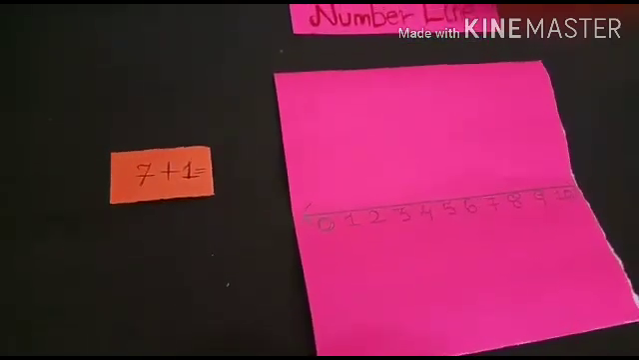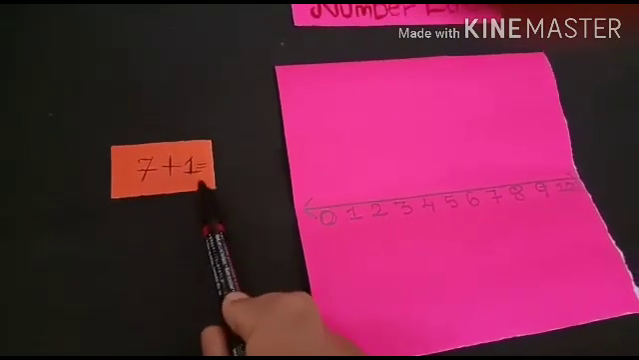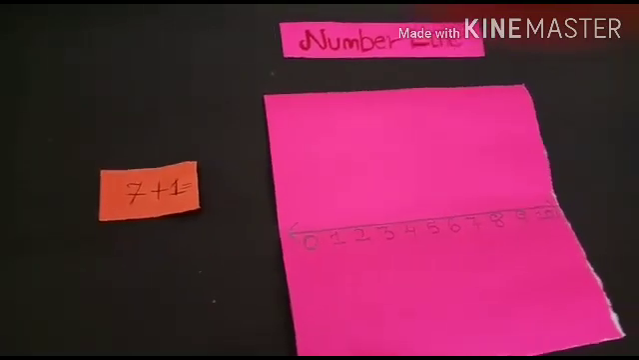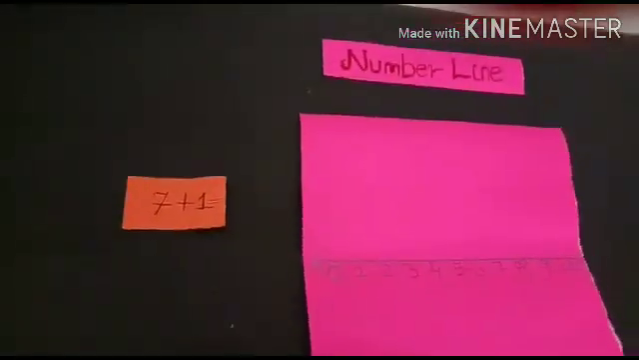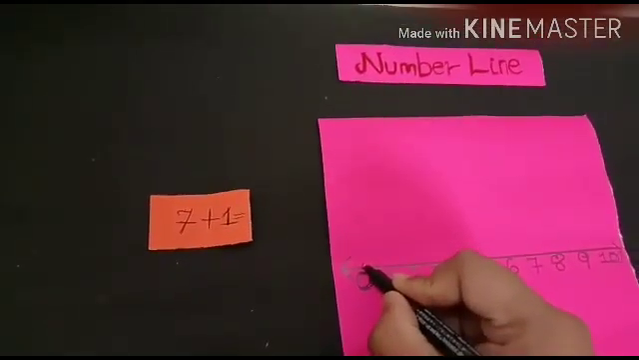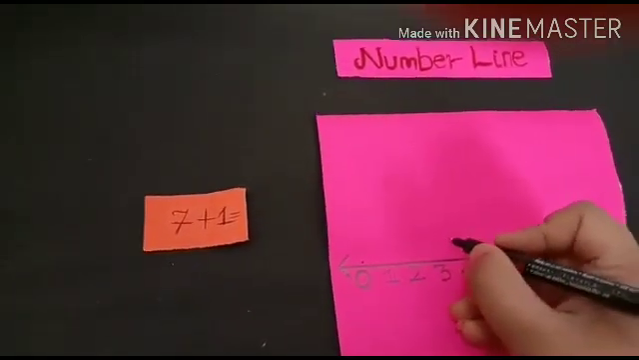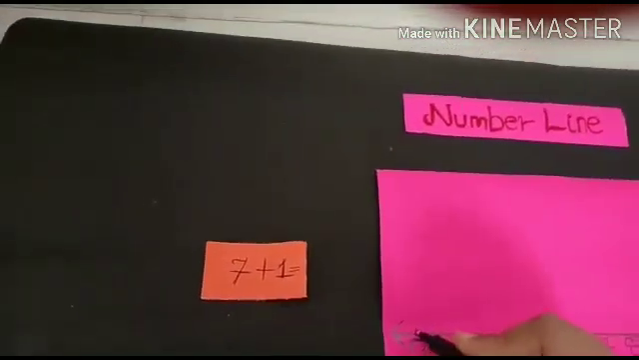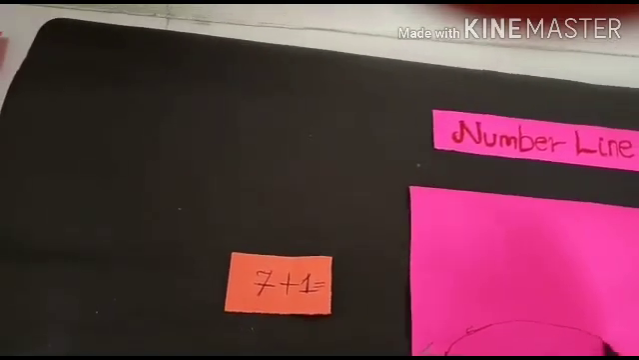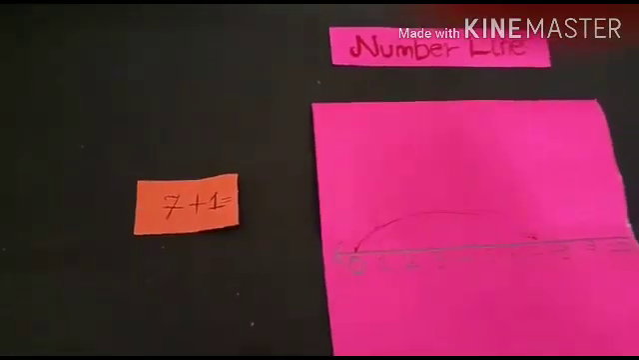So our second question is 7 plus 1. So we will start with which number? We will start with 0. So from 0, first of all, our first number is 7. So we will jump directly up to 7. So from 0, we are going to jump directly up to 7. Okay?